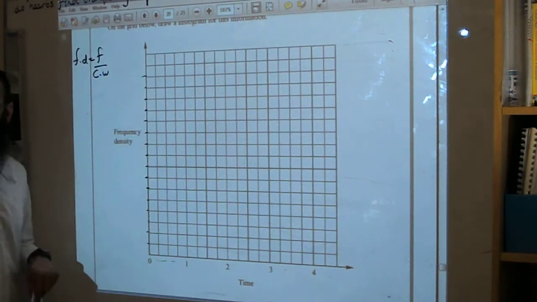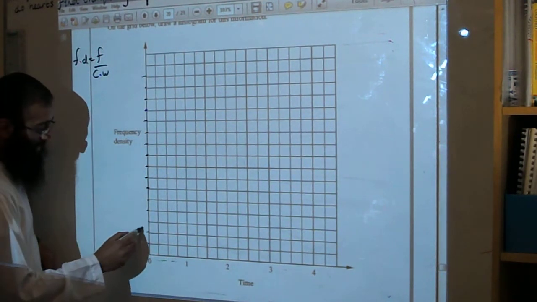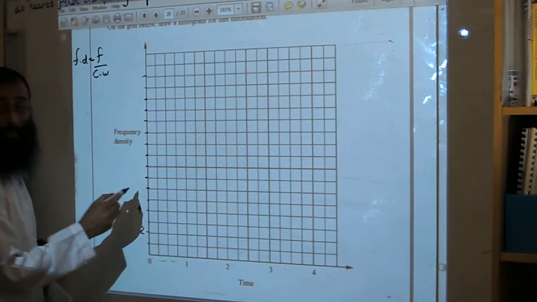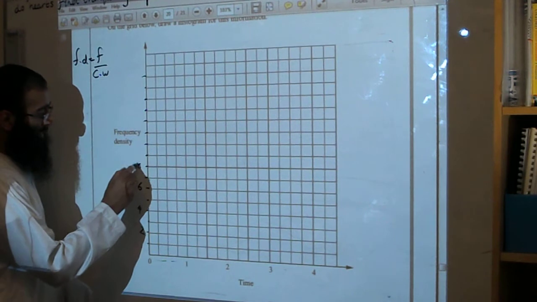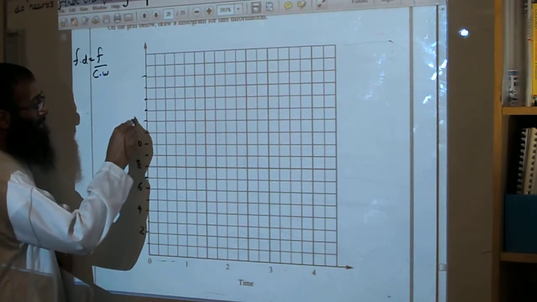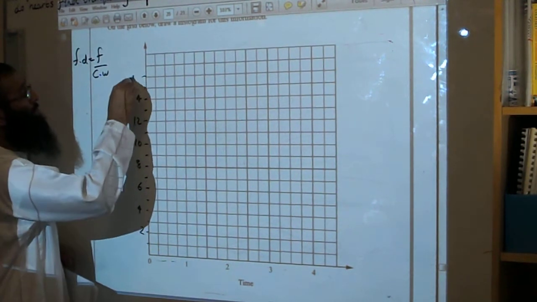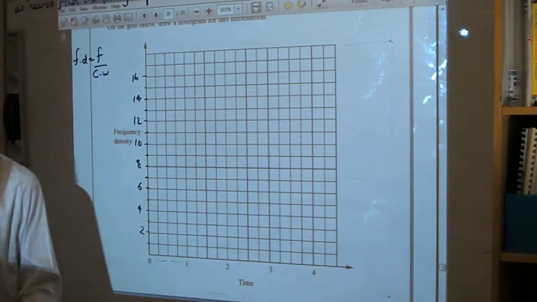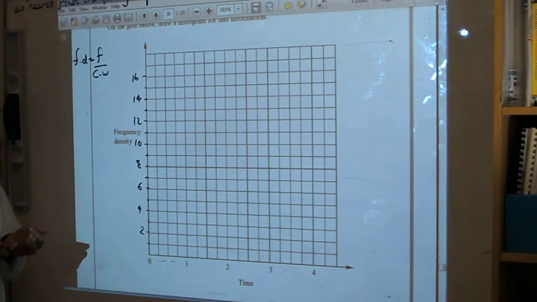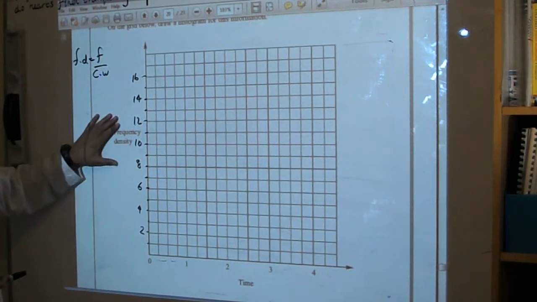Okay, I think we should start with the bottom. That might help. 0, 2, 4, 6, 8, 10, 12, 14, 16. I think that's much better, isn't it, Ishan? I think I was doing a bit of a doodle there. Okay, we've got our frequency axis now.